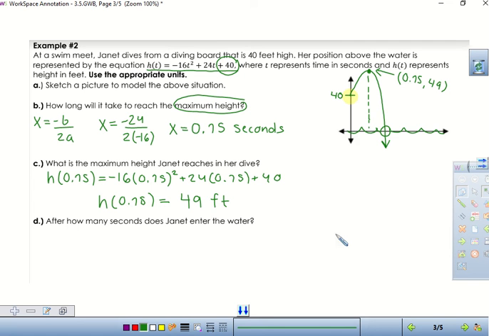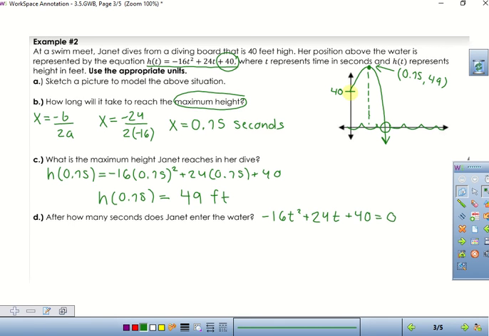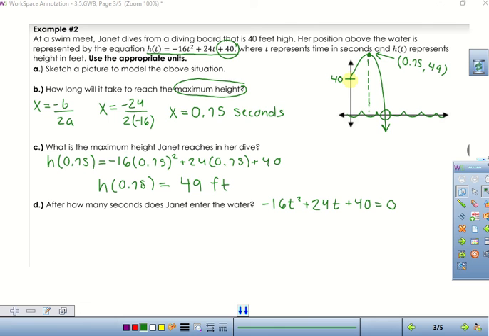After how many seconds does Jeanette enter the water? Well, we know she enters the water when our height becomes 0. So we're going to take our function, and instead of height being h of t, we're going to replace it with 0. Because when this is 0, we can find the time at which she reaches the water. To solve this, of course, you could use the quadratic formula, but I think there's a GCF we can take out here.